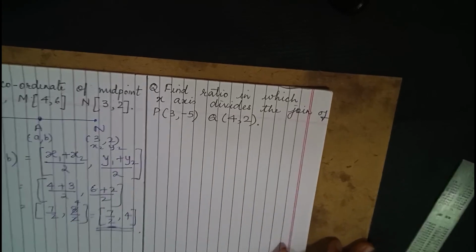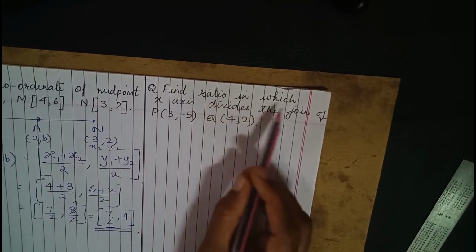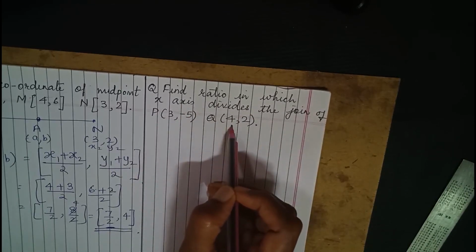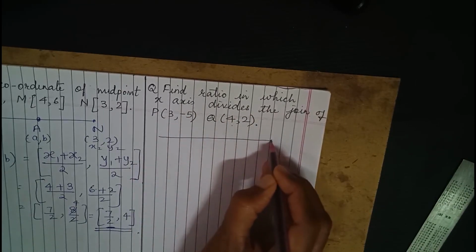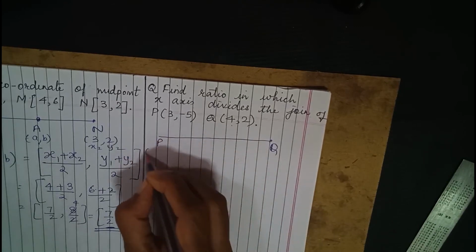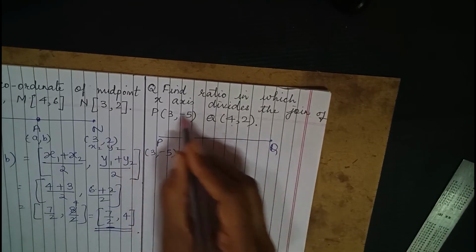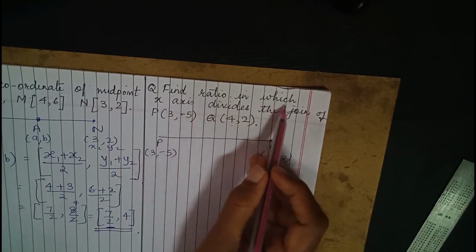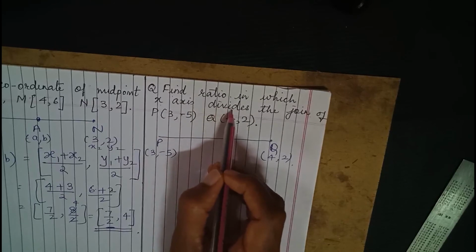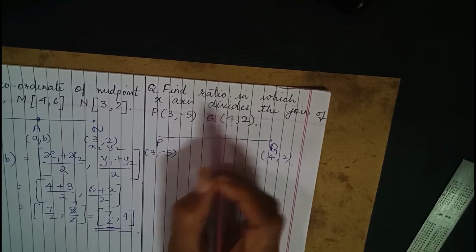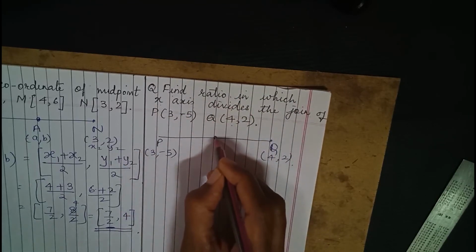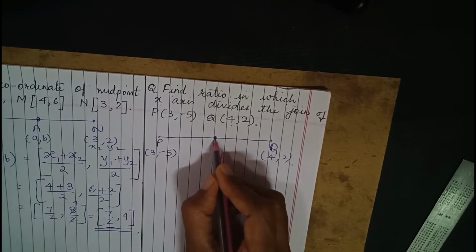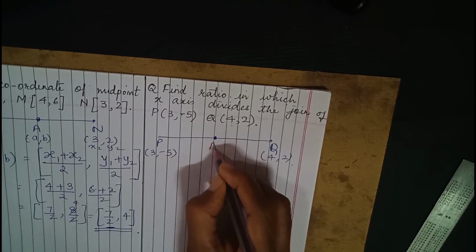Let's do one more sum. Now the question says: find the ratio in which the x-axis divides the join of P and Q. In other words, there are 2 points P and Q. Let us say (3, -5) given in the question and (4, 2). And now we have to find the ratio in which the x-axis divides. In other words, this question says that the point which is dividing the segment PQ lies on the x-axis. So let us assume that point as A.